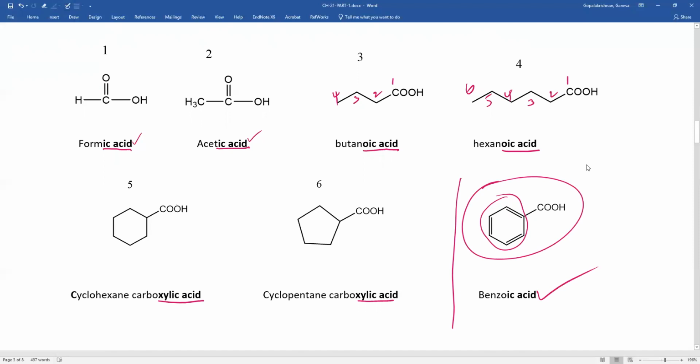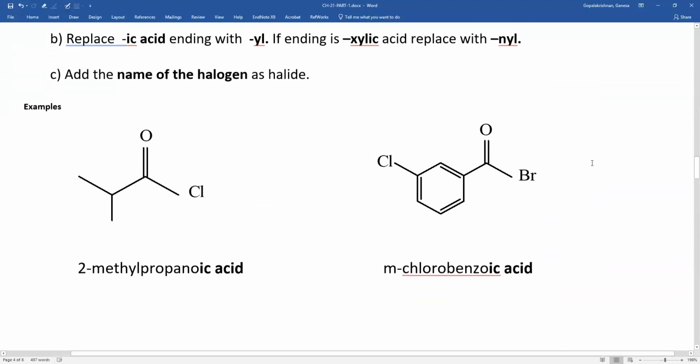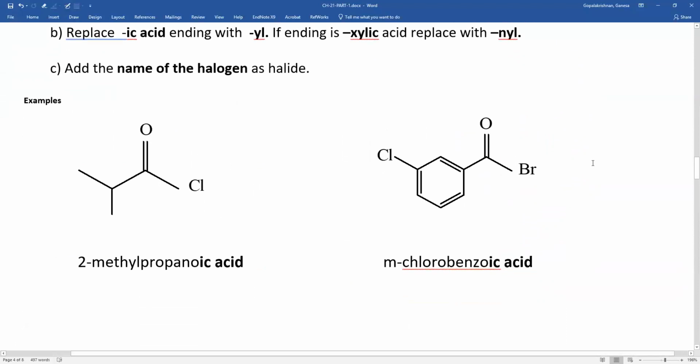This is not in the notes. This is a collection from chapter 20. Just to show there are 3 different types of names. Some end with IC acid, some OIC acid, some carboxylic acid. Keep that in mind. We are going to name acid halides first. I have 2 examples here. I can add one more.